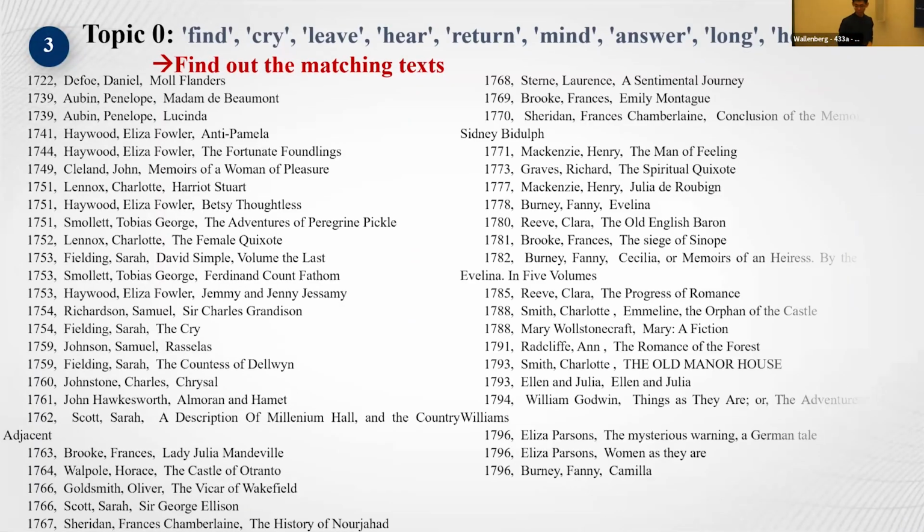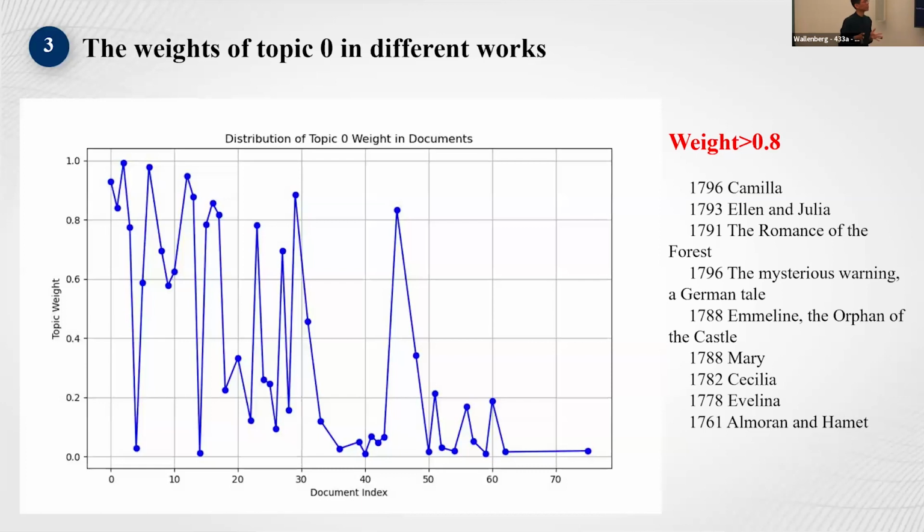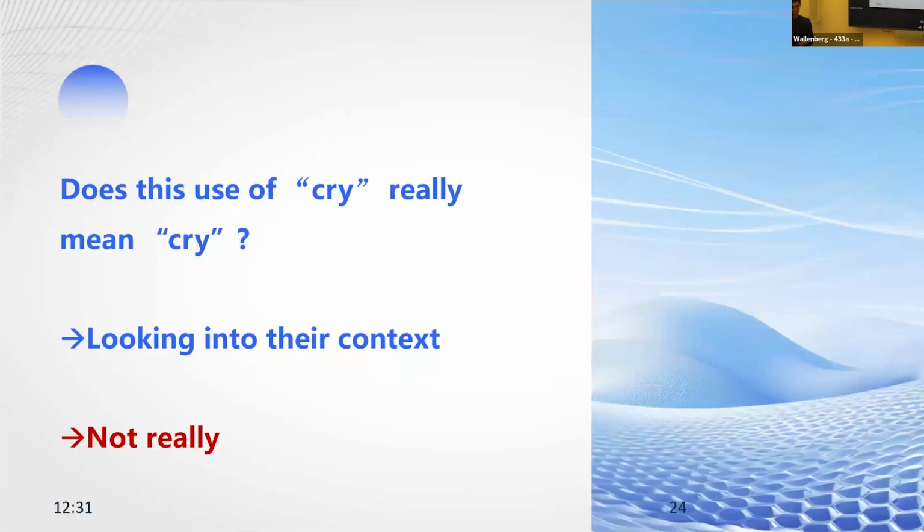And again, these are the novels that have this topic. So I think at this stage, we should look into the novels. So I have extracted those novels with the highest weight of topic 0, that is the topic cry, and found the matching novels are these ones, indicating they have the highest topic weight. And then we have to go into these novels.